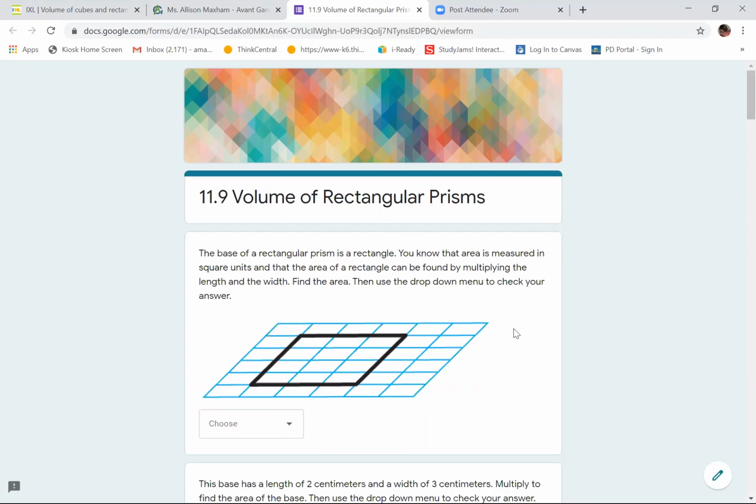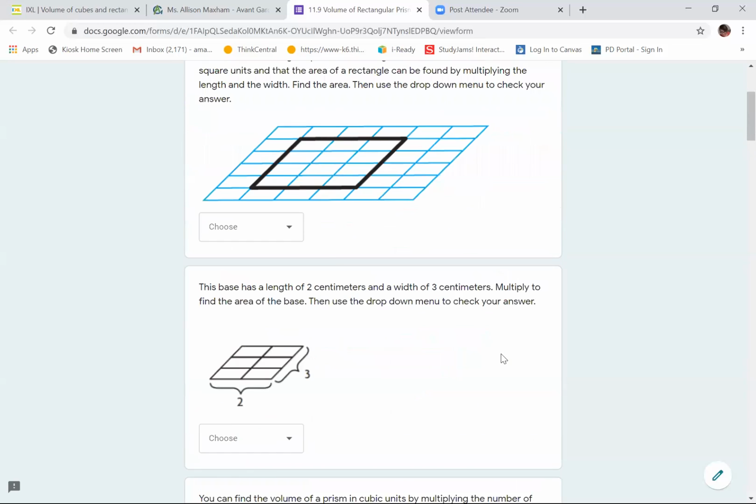So remember, area is just this little picture of the two dimensions, length and width. And we simply multiply. Let's look at this. 1, 2, 3, 4. I'm going to multiply 4 times 1, 2, 3. 4 times 3 is, yes, very good. So now I'm going to click on my drop-down menu and check my answer. It's not 12. I heard a lot of you say 12. It's actually 12 what? Yes, square units. Area is in a square unit because we're only finding length times width.